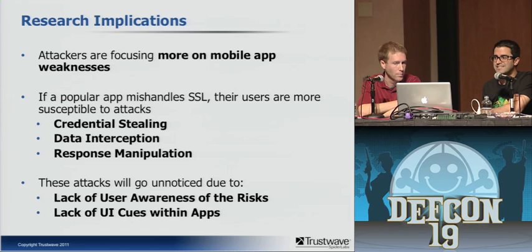Users aren't aware even when they see error messages. If they just click through them, that's a problem as well. And then, of course, the lack of UI cues within the apps compounds that. So, like we talked about earlier, if the SSL fails and it fails silently, the user is just blindly submitting their data through the networks and being intercepted by attackers.